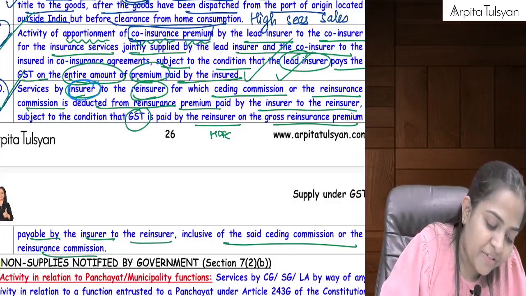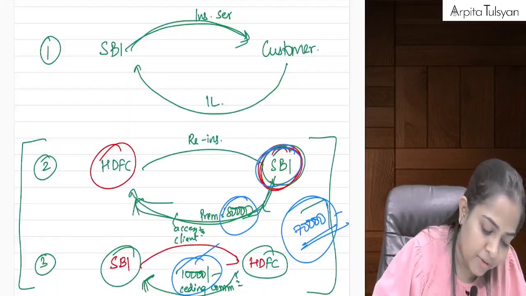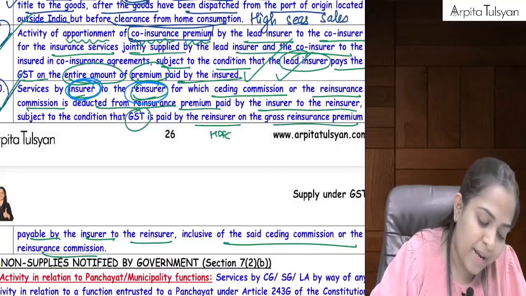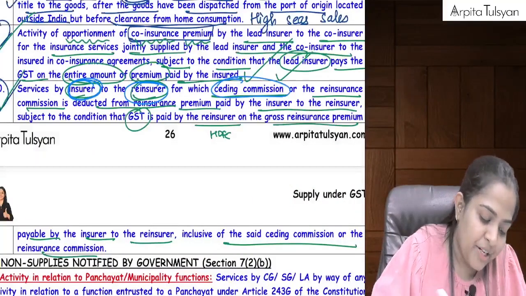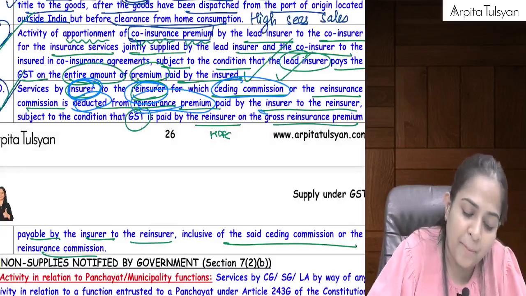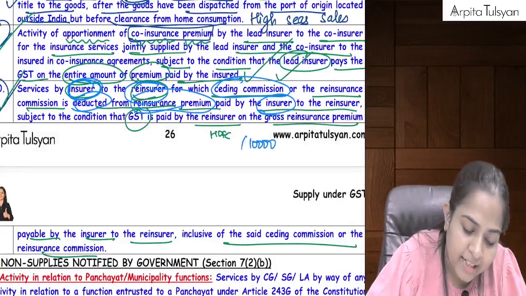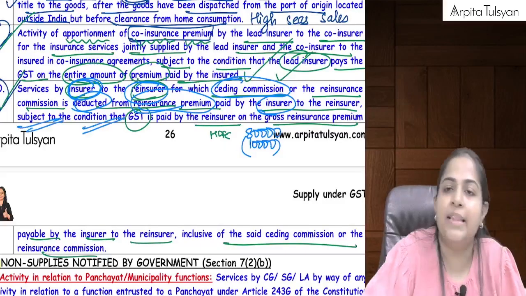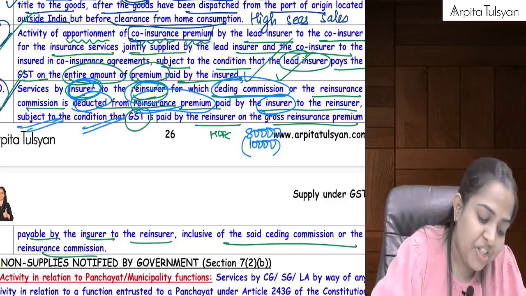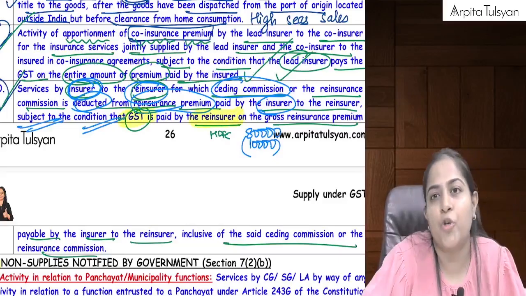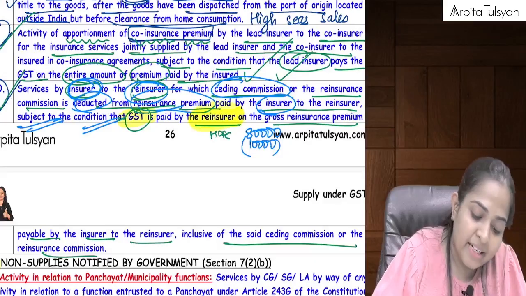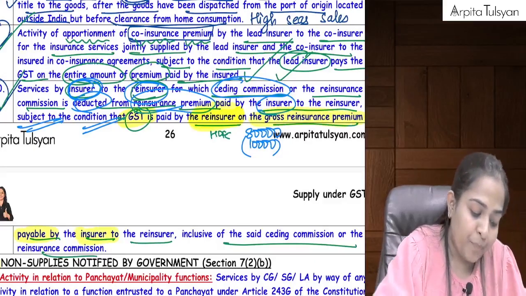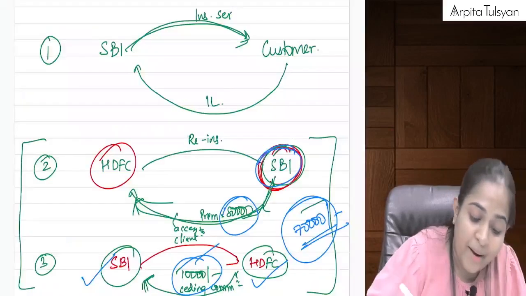Any services provided by the insurer to the reinsurer, SBI to HDFC, for which ceding commission is deducted from the reinsurance premium paid, that is, 10,000 was deducted from that premium paid of 80,000, subject to the condition that GST is paid by the reinsurer on the gross insurance premium payable by the insurer.